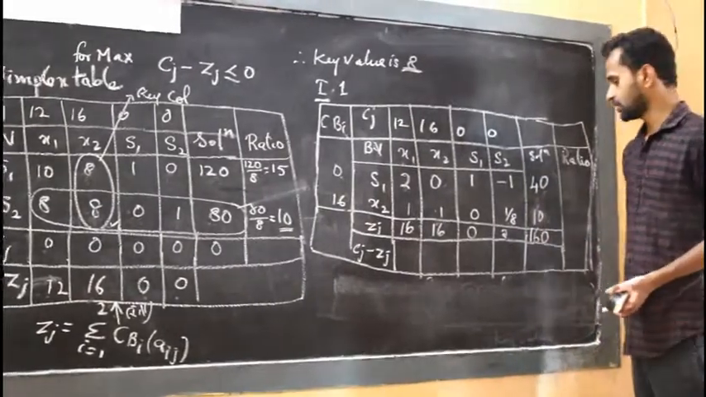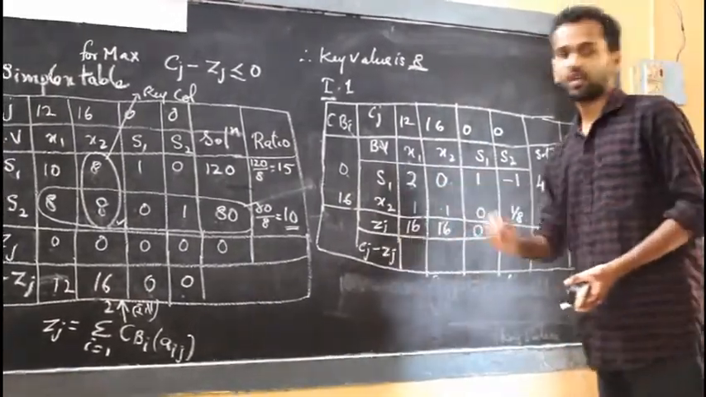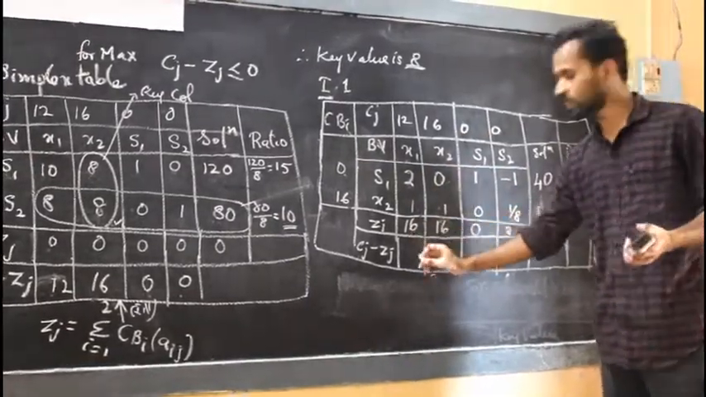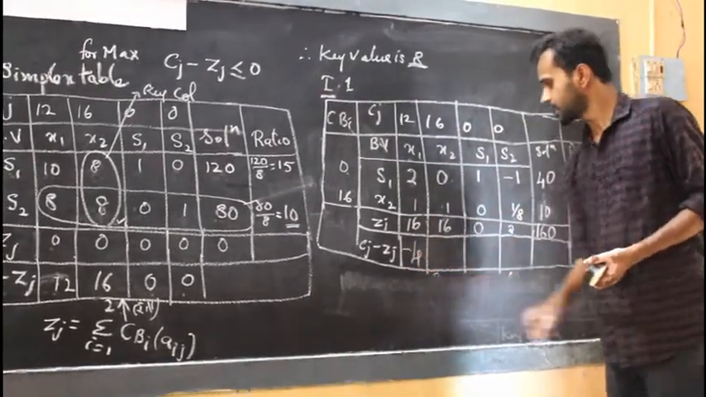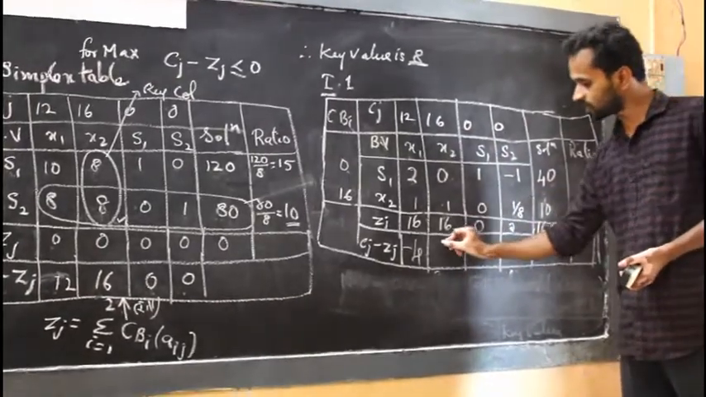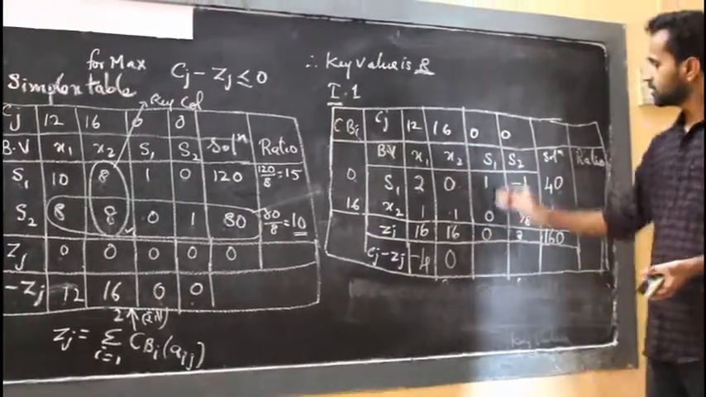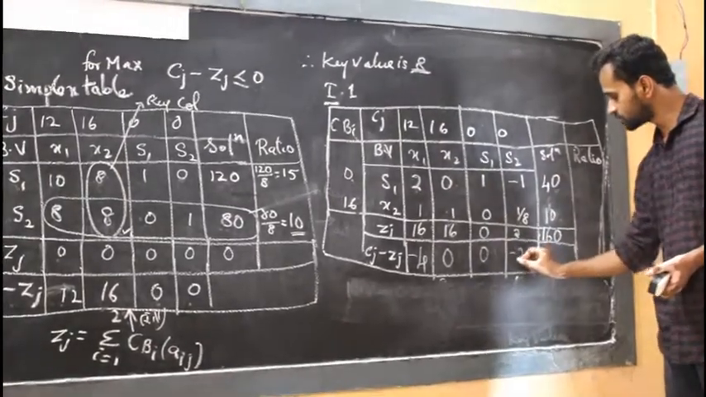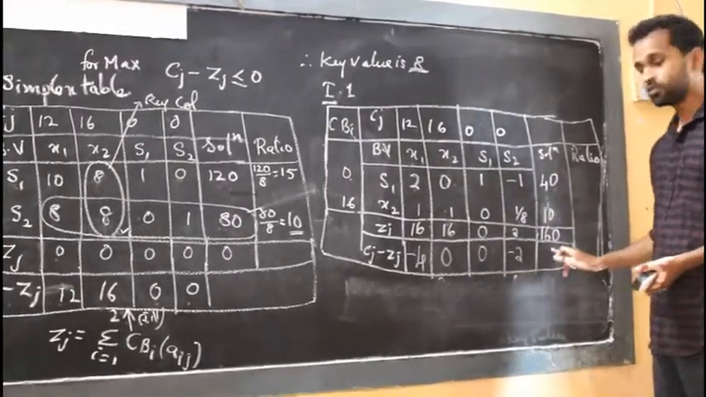Now find Cj minus Zj. How to find Cj minus Zj? 12 minus 16 becomes minus 4. Then 16 minus 16 becomes 0. 0 minus 0 is 0. 0 minus 2 is minus 2. Do you get that? So I can't do anything further for this.